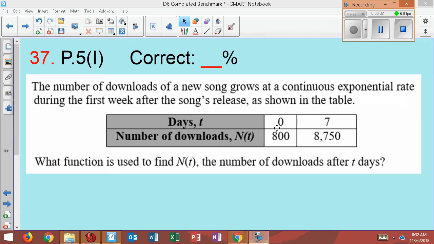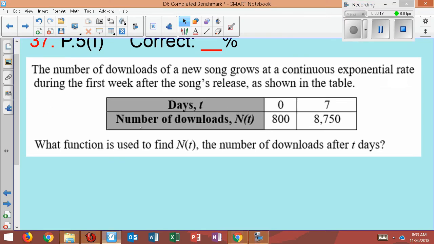The number of downloads of a new song grows at a continuous exponential rate during the first week after a song's release, as shown in the table. Which function is used to find N of t, the number of downloads after t days? So we've got to find a function that would represent this data. And there's a big key up here. It says it's at a continuous exponential rate.